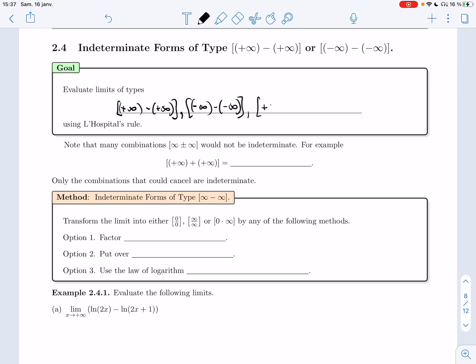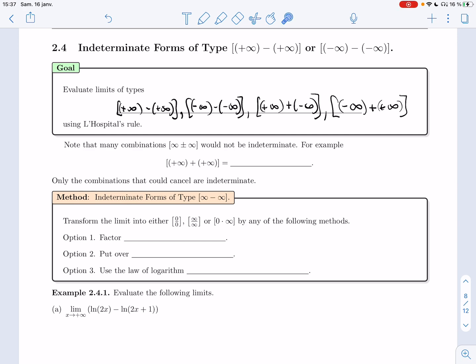If you have plus infinity and you add minus infinity, that would also be indeterminate. Really, it's this one, but I just flipped the sign. So you have a bunch of them. If I start with minus infinity, I could add plus infinity. All right.